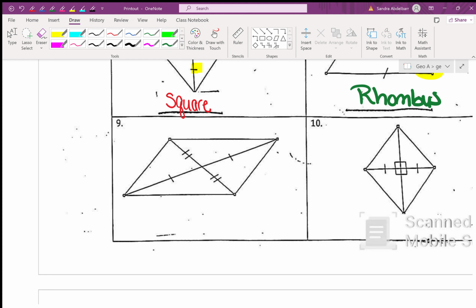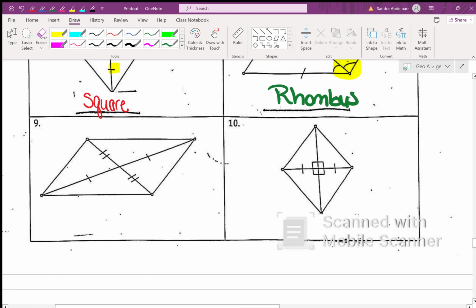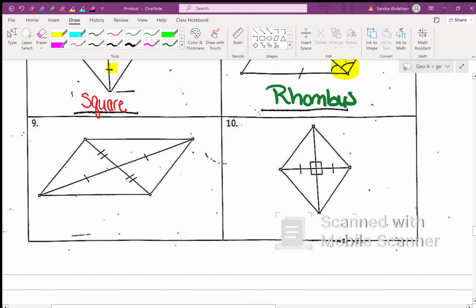Actually, before the bell rings, let's just look at number 10. Is this a parallelogram? No. There's only 5 ways to prove a parallelogram, right? Does it show any of the 5 ways? This is not a parallelogram, which means it's not a rectangle, rhombus, or square. Guys, this is a kite. Why? Because you can get the triangles congruent, and then CPCTC the top 2 sides. Then you could get the bottom triangles congruent and CPCTC the bottom 2 sides.